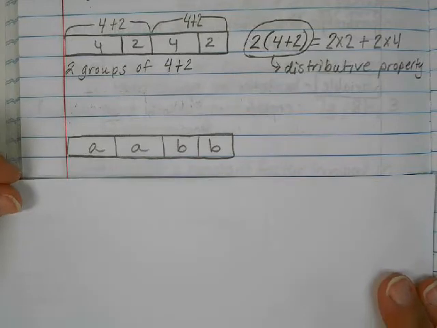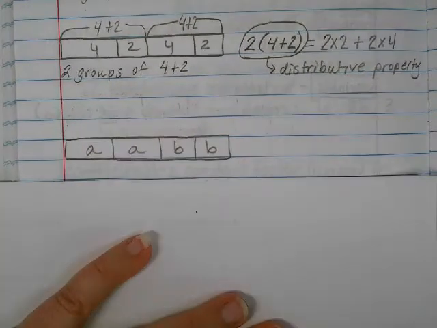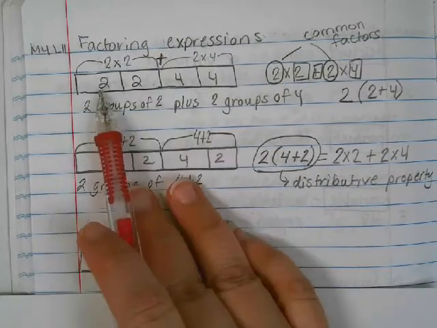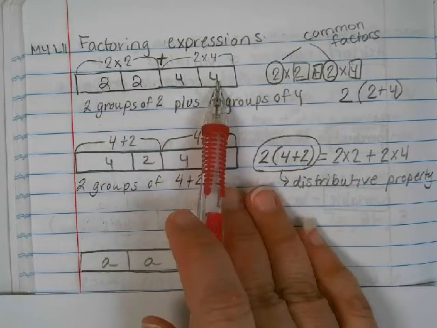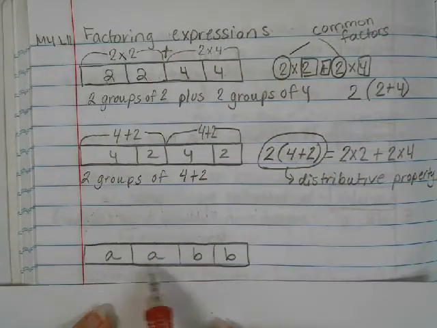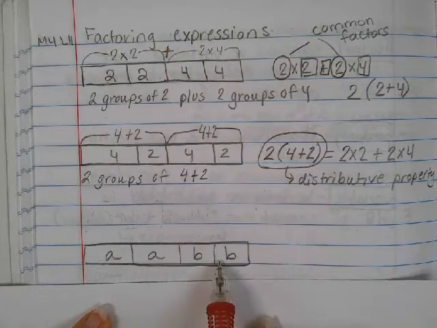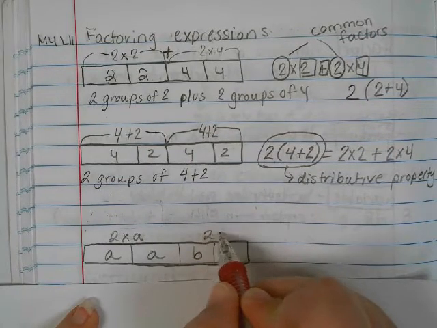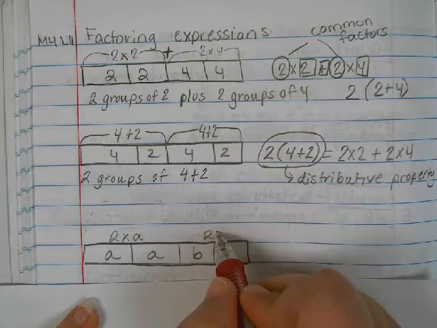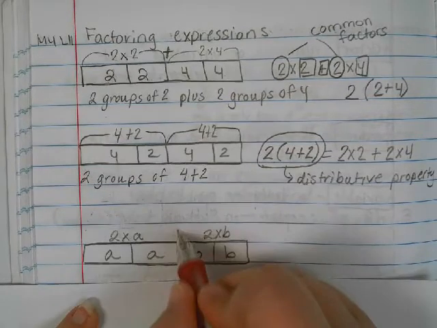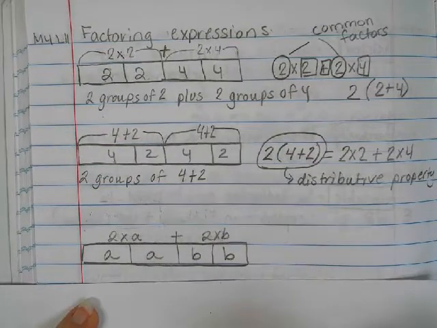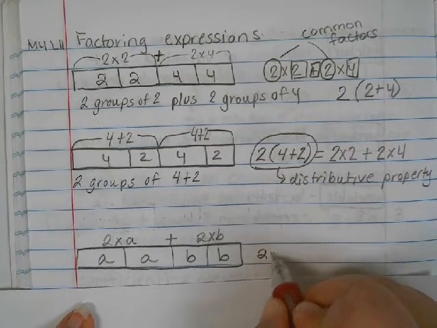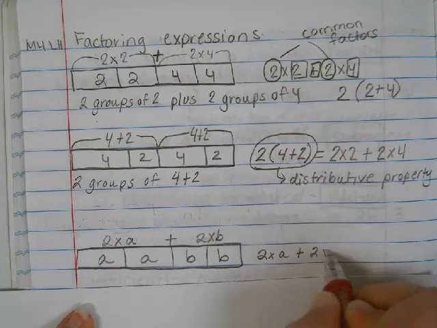This time we're going to be looking at variables, and I want you to think back to that first example that we did here, where we had 2 numbers that were the same and 2 numbers that were the same. And this time we have 2 letters that are the same and 2 letters that are the same. So I have 2 groups of A and 2 groups of B, and they're added together. So I can write that as 2 groups of A plus 2 groups of B.